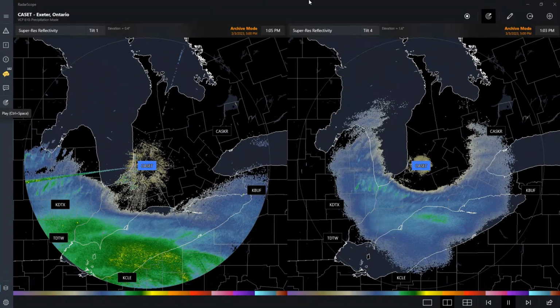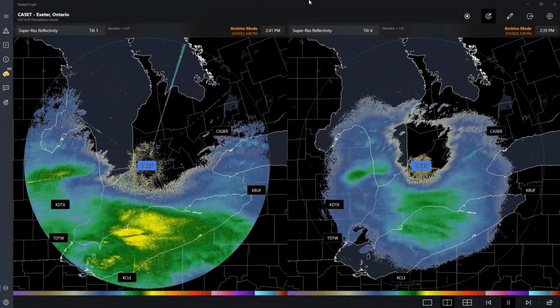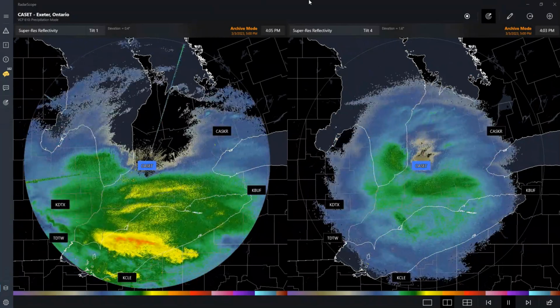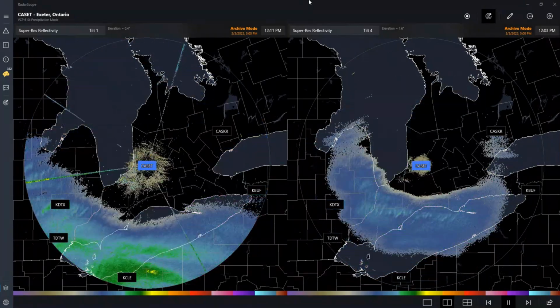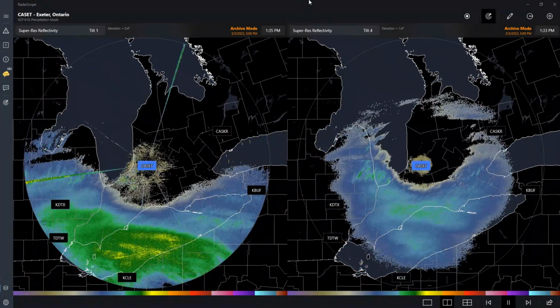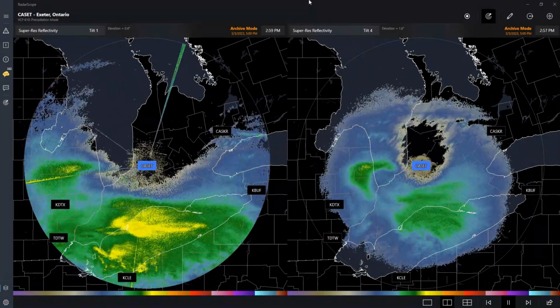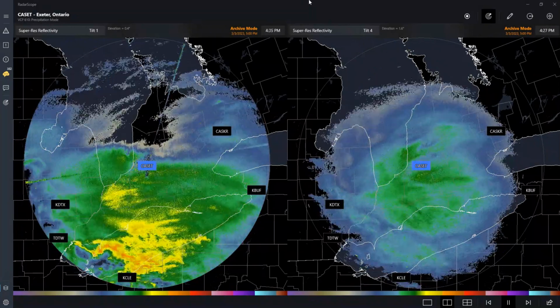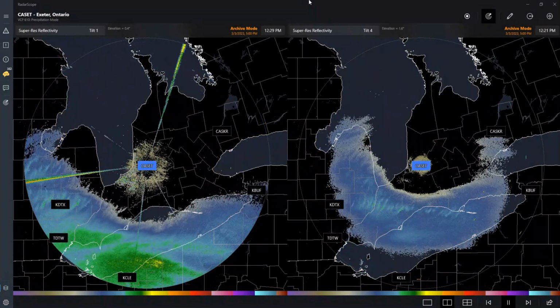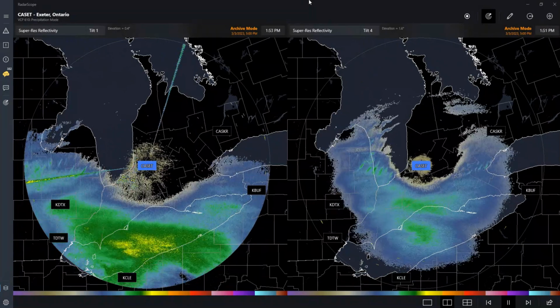The key is to make sure you're using a PPI, so don't be using a CAPPI or anything like that. So let's explore this case here. So this is just March 3rd, 2023. This is a snowfall in southern Ontario. And we're looking at Exeter radar here.